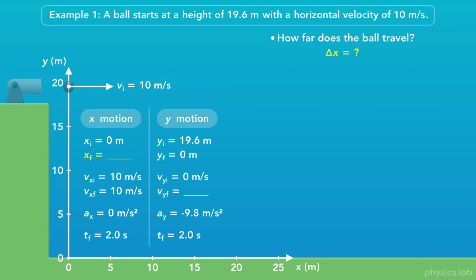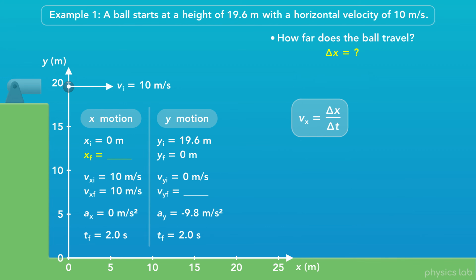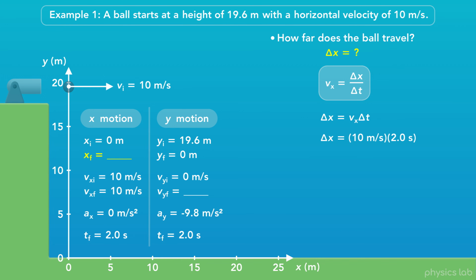That's how long the ball has to move to the right, so we can use that time and the velocity to find the displacement. So let's use the equation for the x velocity. We can multiply both sides by time, and then plug in 10 meters per second for the x velocity and 2 seconds for the time. This equation uses delta t, but that's the same as t because the initial time is 0. When we multiply those together, we get 20 meters for the x displacement, which is the range. We'll talk more about range later in the video.